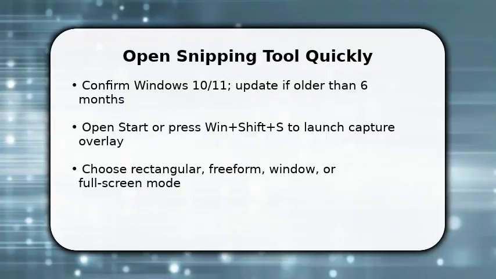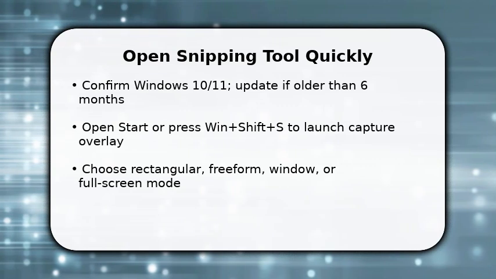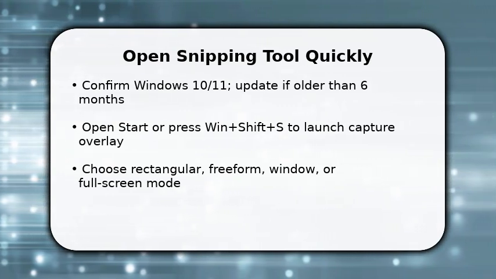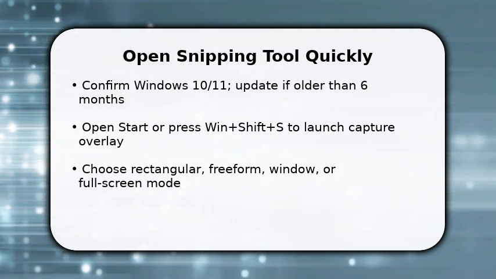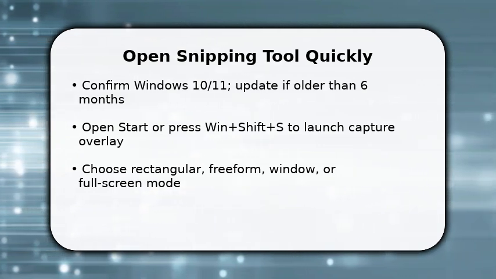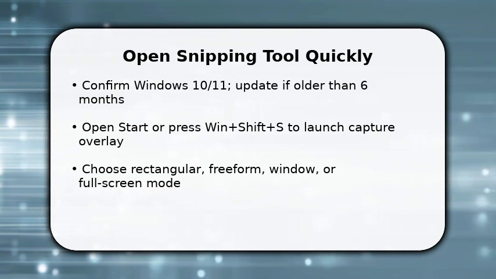Please enjoy the video. You start by ensuring your system is updated and that Snipping Tool is available. This avoids surprises during capture. Next, press Win plus Shift plus S or type Snipping Tool in Start to open the overlay immediately.